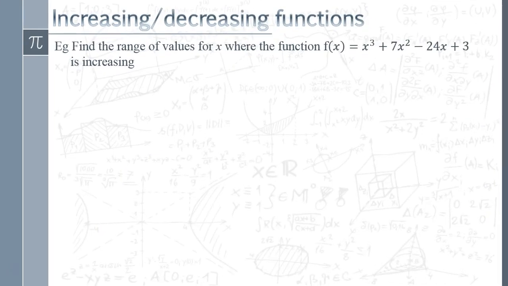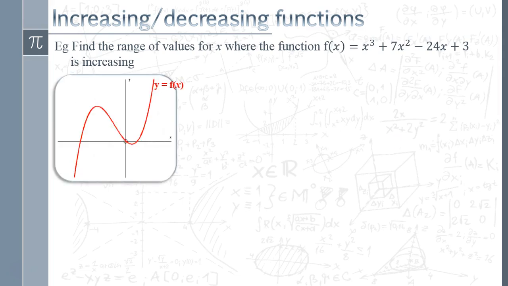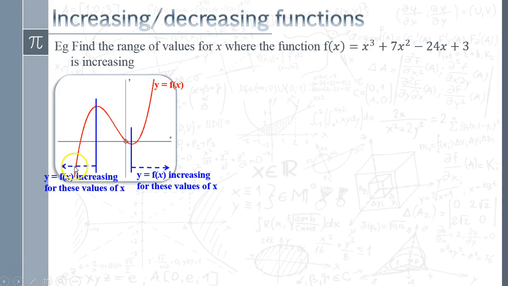So here we go. It says find the range of values of x where that function, x cubed plus 7x squared minus 24x plus 3, is increasing. So let's just have a little look at the diagram. Clearly what's happening is from that point onwards, our function is increasing because it's got a positive gradient. So it's going to be increasing for any value of x from here upwards. And likewise, it's going to be increasing for any value of x up to that point there as well.